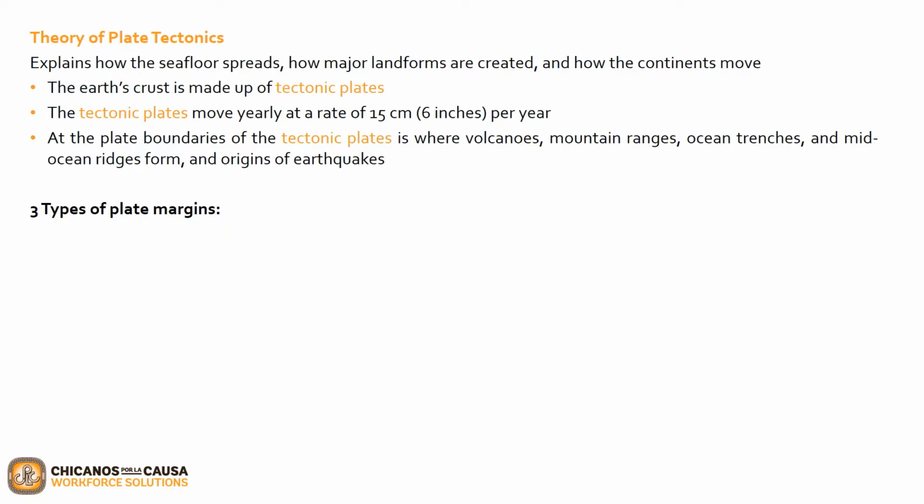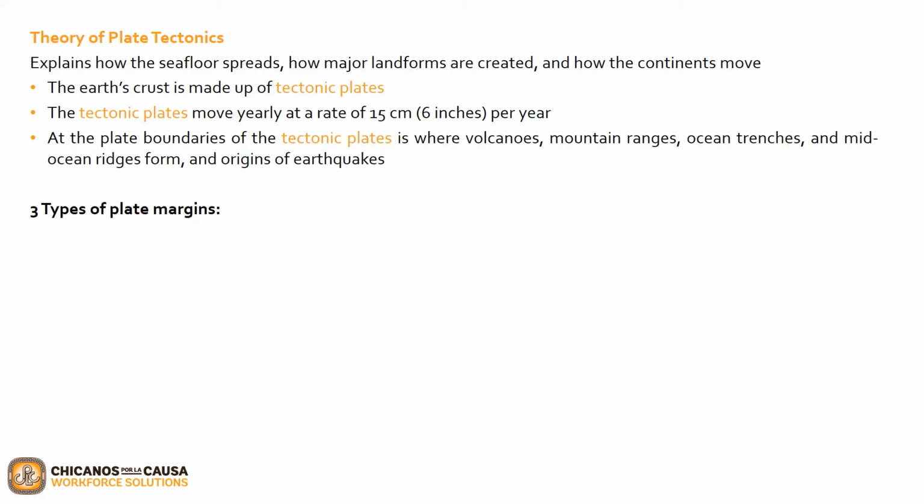Let's move on to the theory of plate tectonics. Remember, a theory is a system of ideas that is intended to explain facts or events. So now, let's talk about this theory. The theory states that the Earth sits on these plates that fit together, kind of like a puzzle, and throughout time, they move apart. These plates are called tectonic plates, and they make up the crust of the Earth. According to geologists, the tectonic plates move at a rate of 6 inches per year. That's incredible. The plates are moving and we can barely feel it. At the boundaries or margins of these tectonic plates is where volcanoes, mountain ranges, ocean trenches, and mid-ocean ridges form.